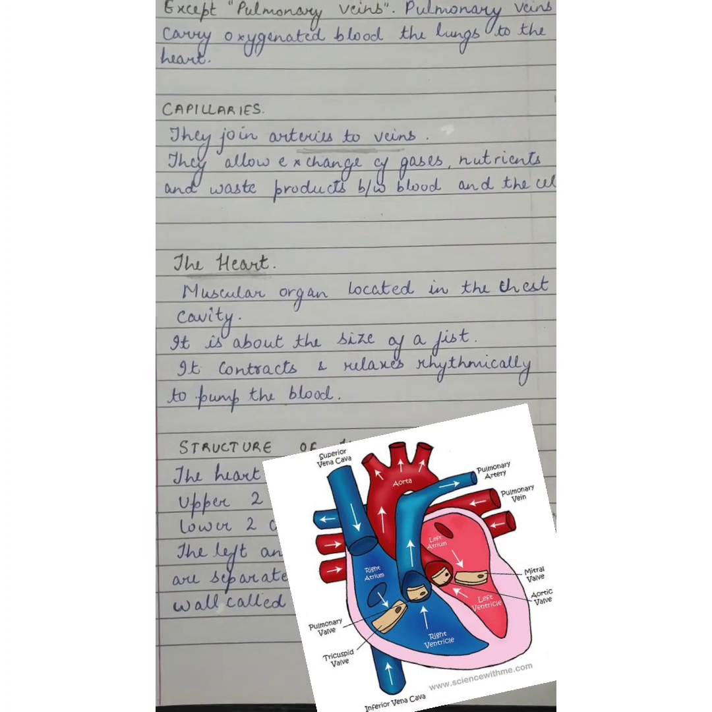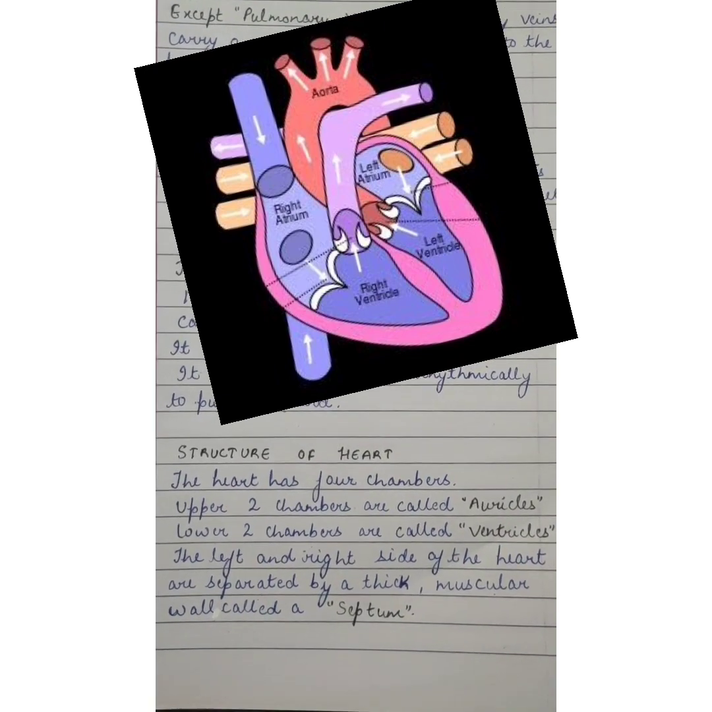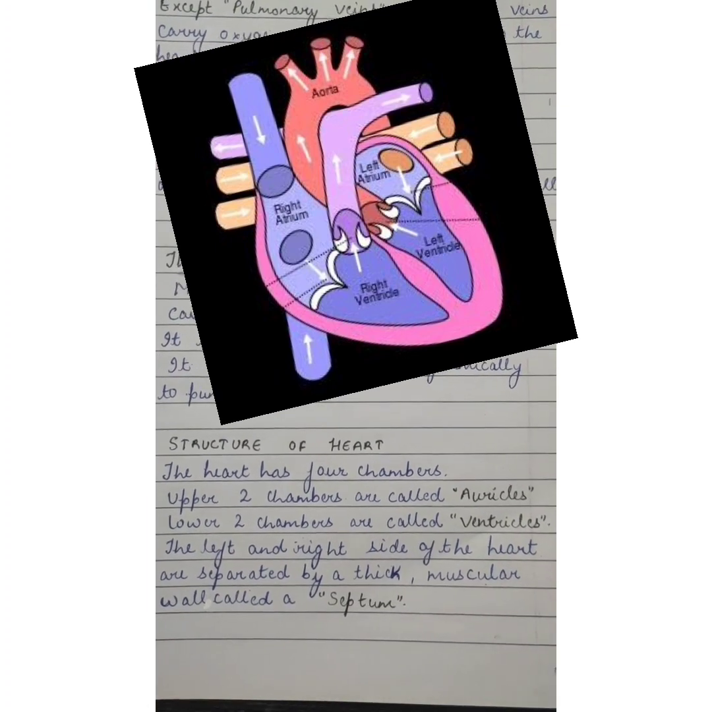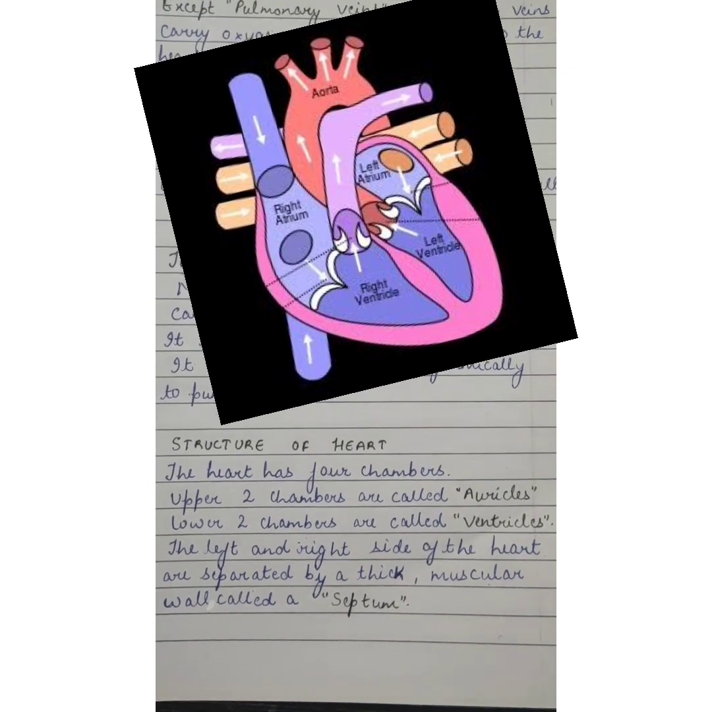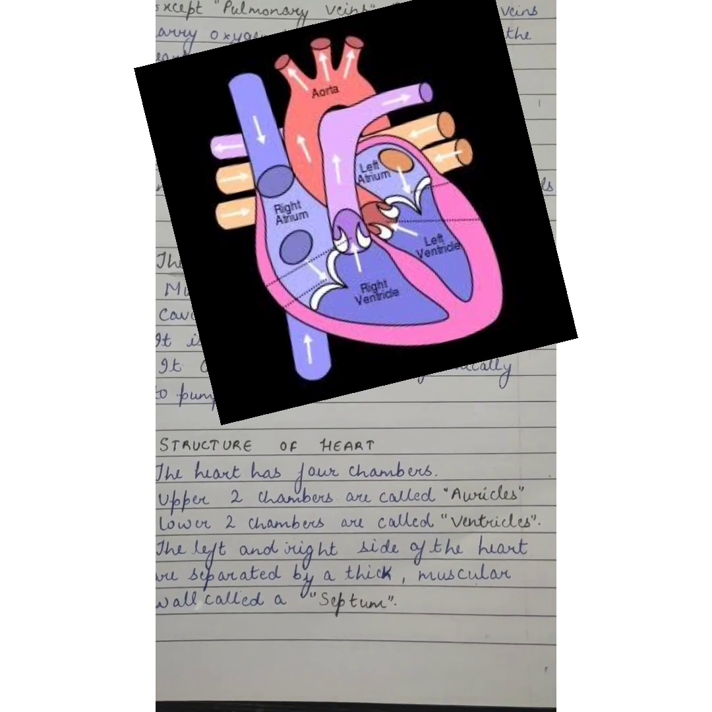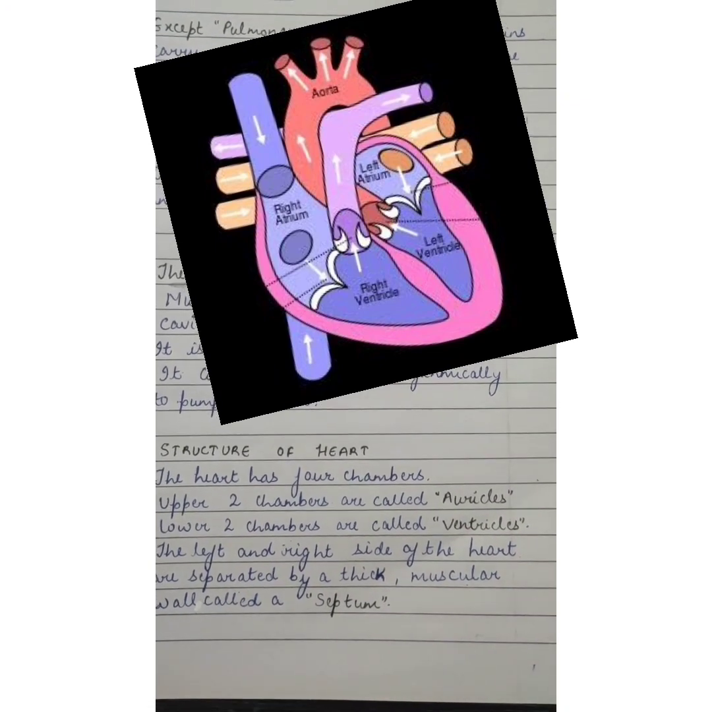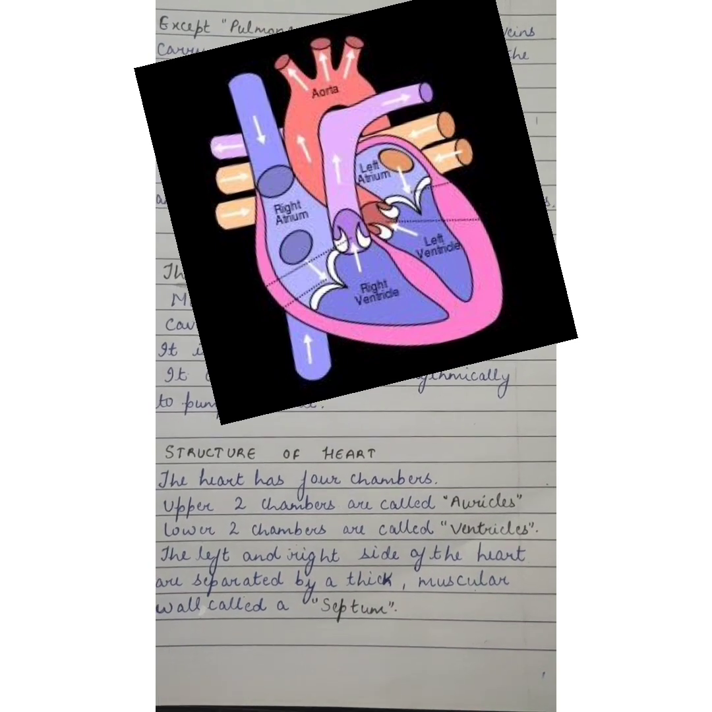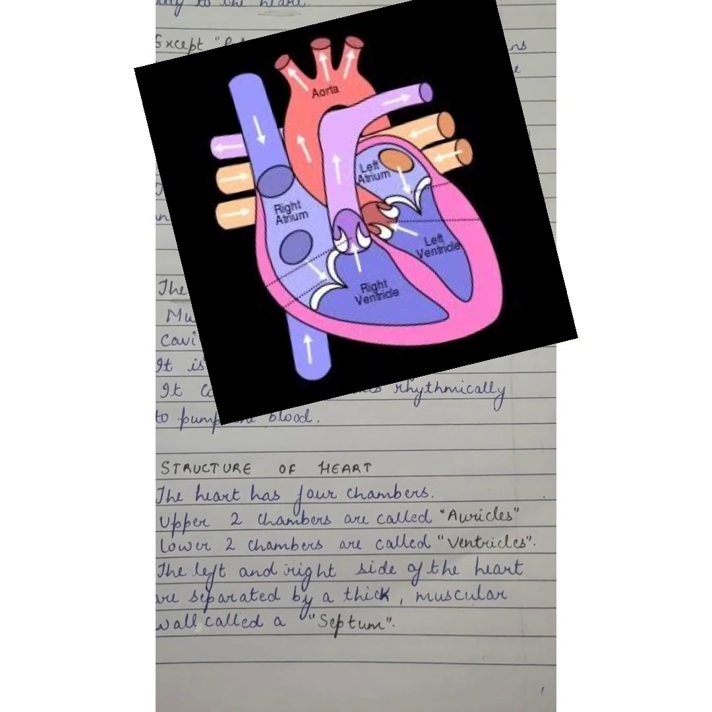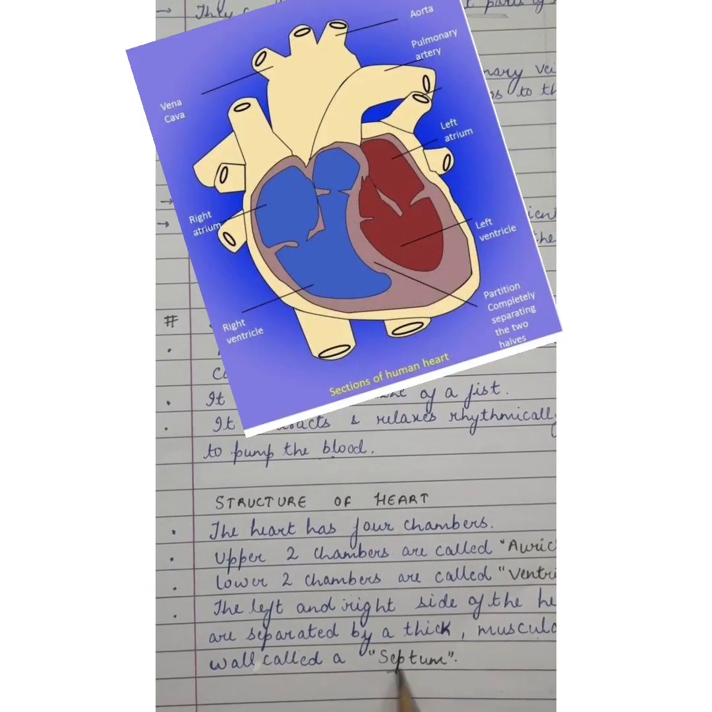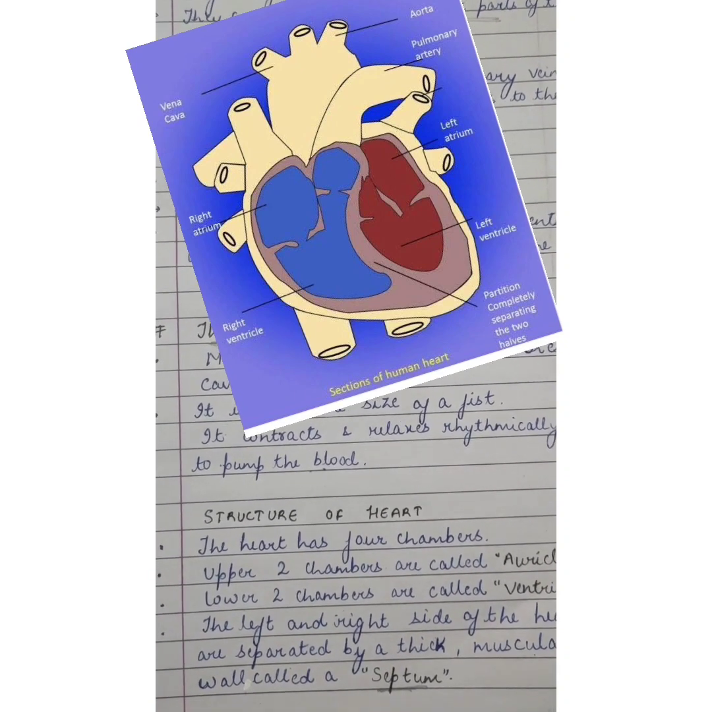Now, structure of the heart. Our heart consists of 4 chambers. Upper 2 chambers are called auricles. Lower 2 chambers are known as ventricles. The left side of our heart contains oxygenated blood and the right side contains deoxygenated blood. The left side and the right side of our heart are separated by a thick muscular wall called septum. The septum ensures that the blood on the 2 sides of the heart does not mix.